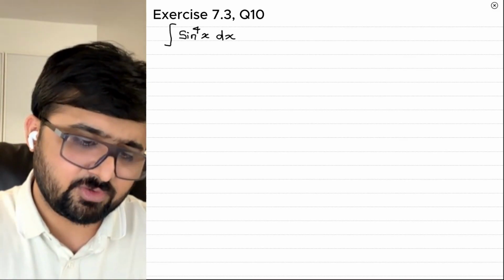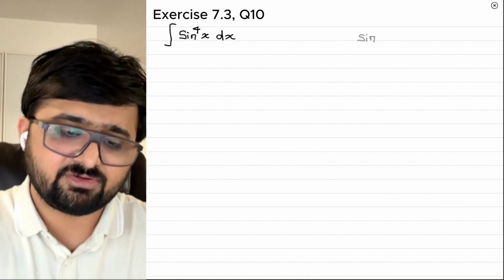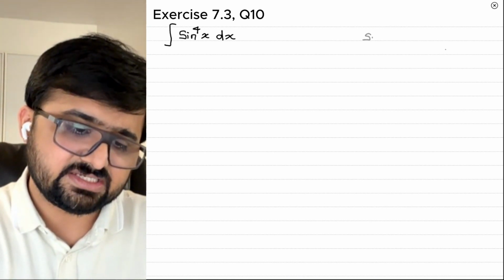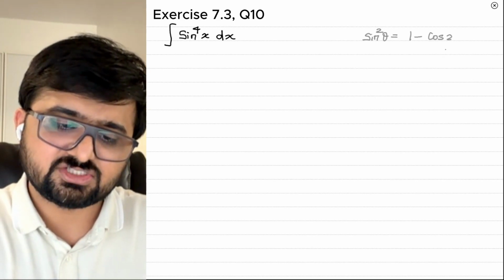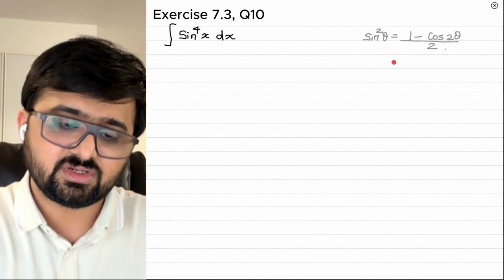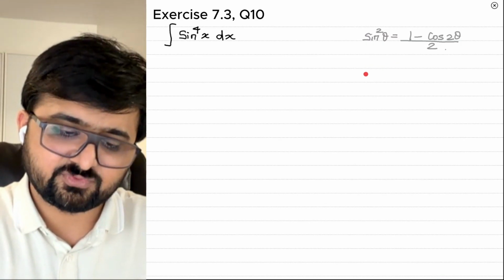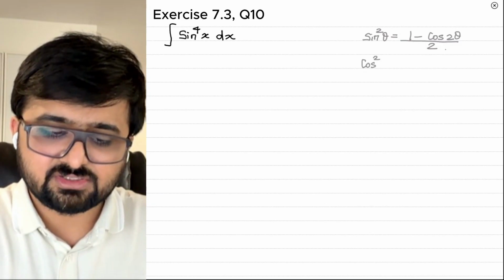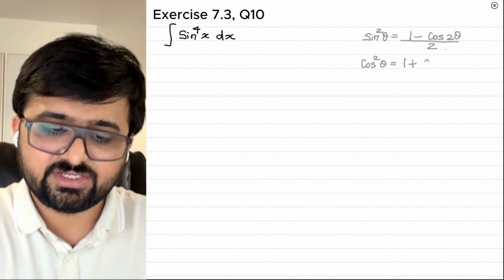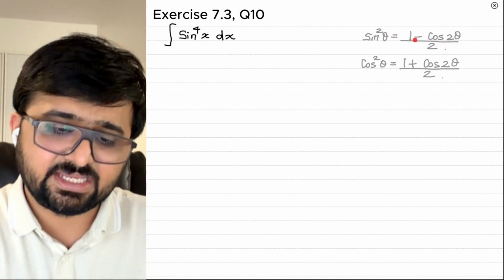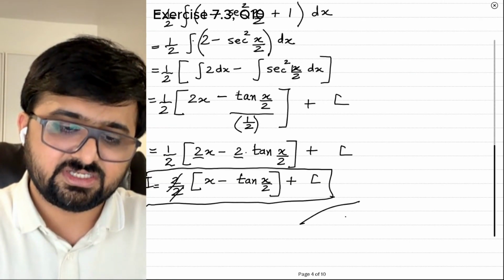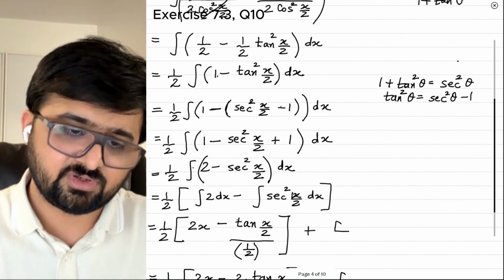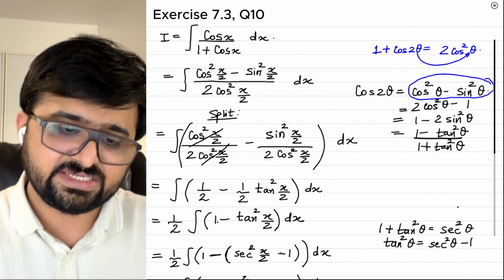But there is no such direct formula for converting power 4 into power 1. But we do have a formula for converting power 2 to power 1. We know sine square theta is 1 minus cos 2 theta divided by 2. Also for reference purposes, which is our next example, we also know cos square theta is 1 plus cos 2 theta divided by 2.